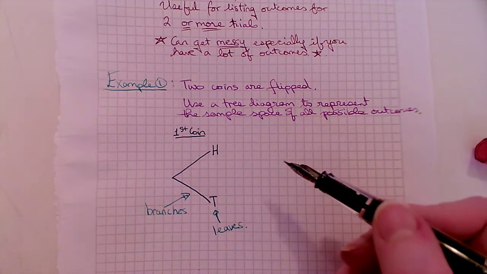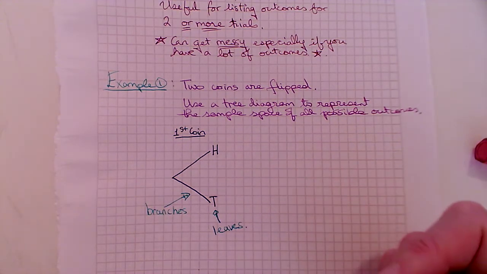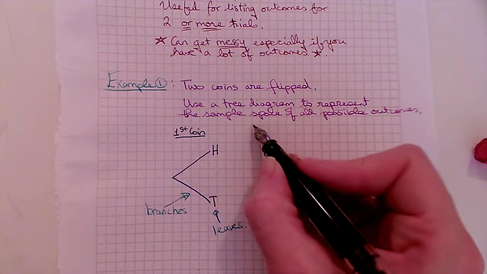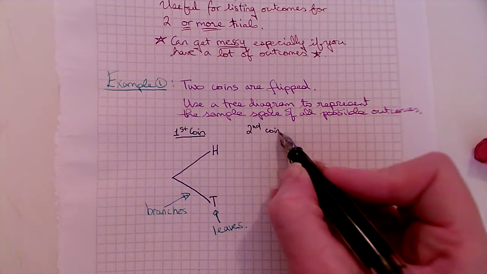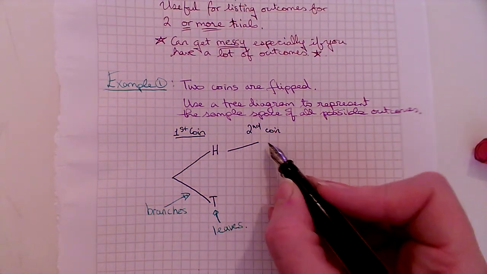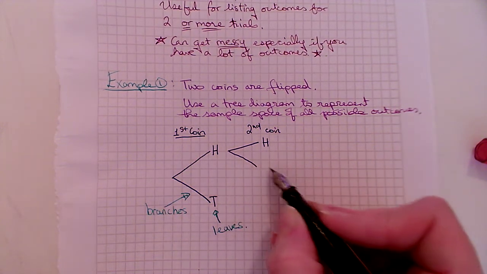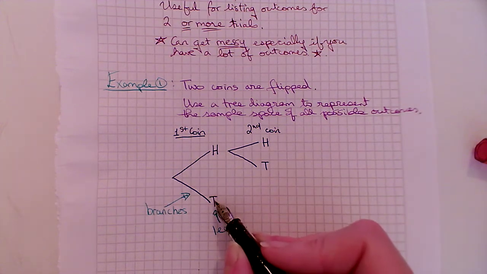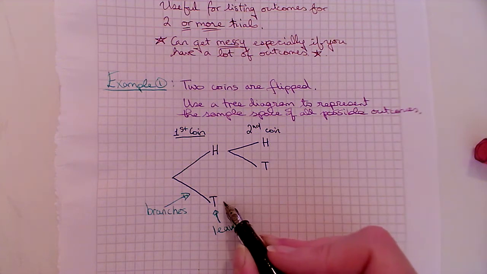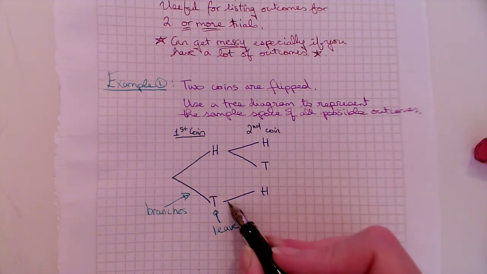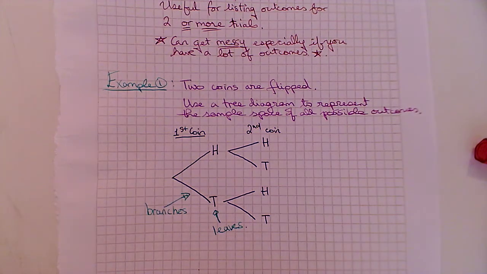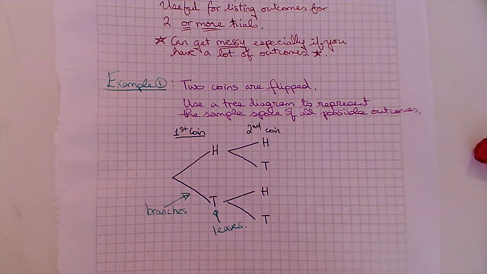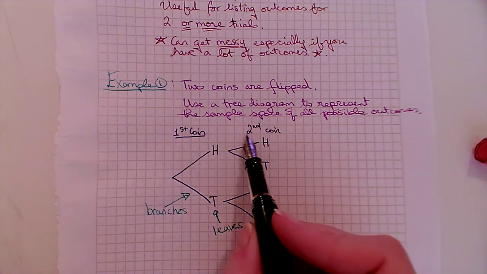Now, once I flipped the first coin, one of those 2 things happened. At the moment, I don't know which it is, but suppose I got a head. Then, when I flip the second coin, I could have a head or I could have a tail coming off of that. But what about if I got a tail on the first coin? Then when I flip the second coin, I could have a head or I could have a tail. So you can start to see why it's called a tree diagram, as this starts to look more and more like a tree, the greater number of trials that are involved.